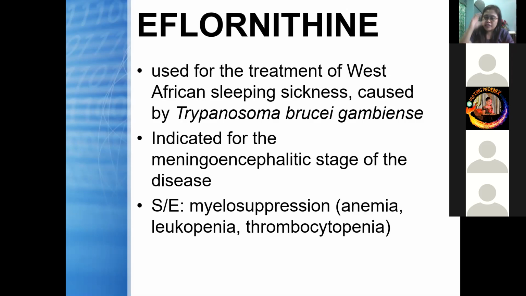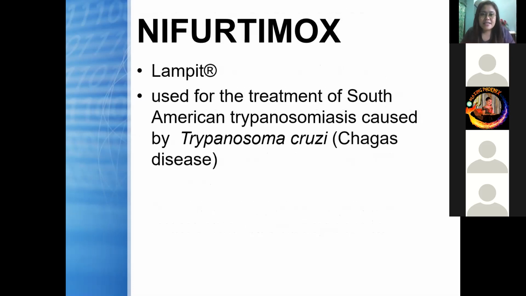The problem with eflornithine, it can cause myelosuppression. So the function of your bone marrow is suppressed, leading to anemia, the red blood cells decrease, and leukopenia, the white blood cells decrease, and thrombocytopenia, the platelets also decrease. Because those are the blood cells that the bone marrow produces. It is suppressed because of this drug. But it is a drug of choice for West African sleeping sickness.